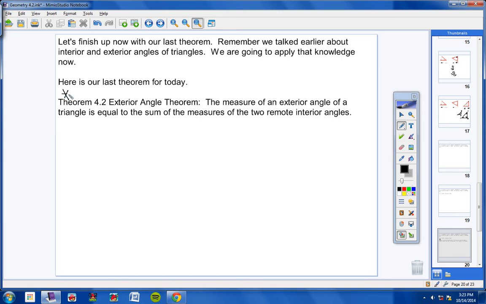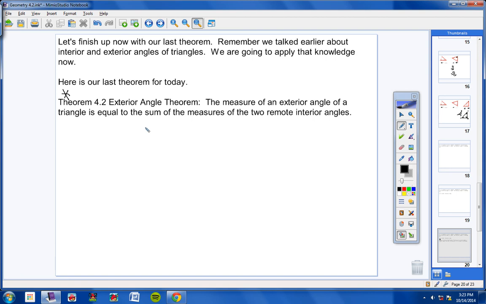Theorem 4.2. The measure of an exterior angle of a triangle is equal to the sum of the measures of the two remote interior angles. Okay?